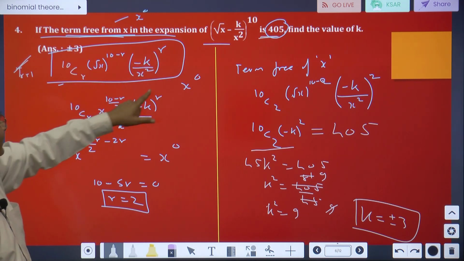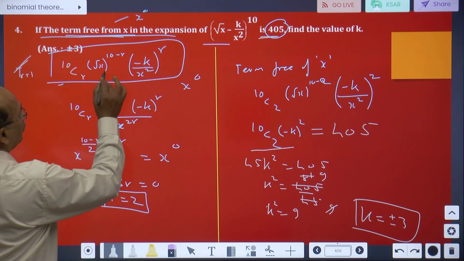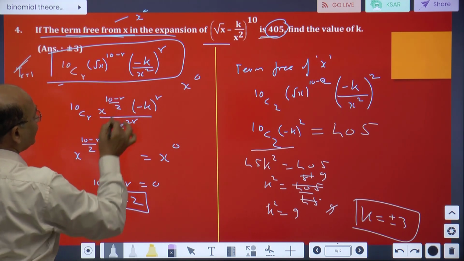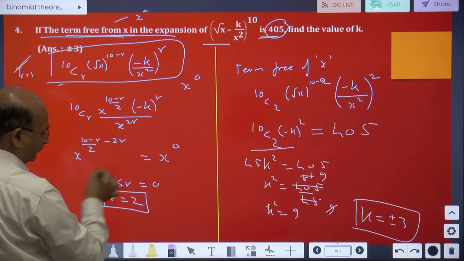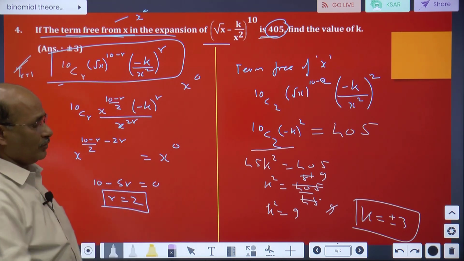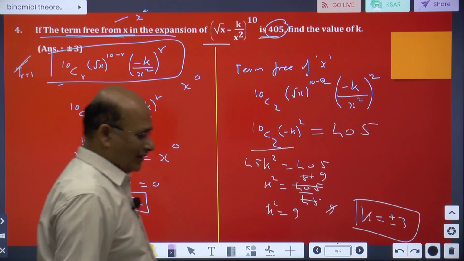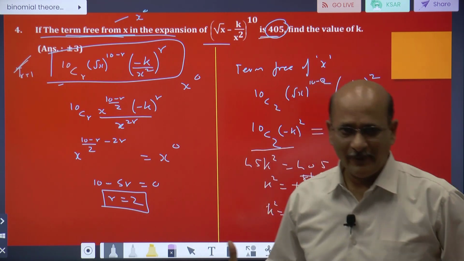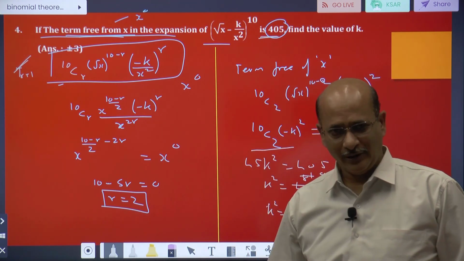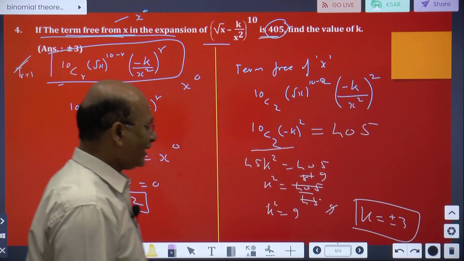So from here x raised to 0 has to be there. So for what value of r the x will be 0, that I calculated here. R is 2, and then I worked out. Okay, I hope you children are getting the point which I am explaining to you, or can I make it better for you all?